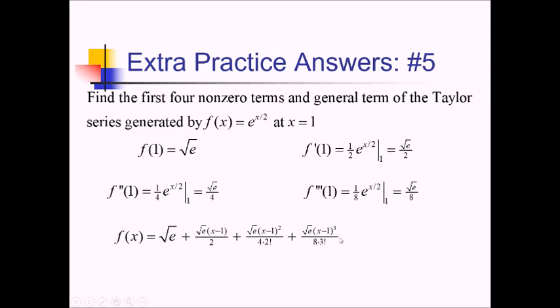And now for the general term, well, looking at the pattern here, we always have a radical e. We're going to have an x minus 1 to the n power, and we're going to have a 2 to the n times n factorial. So there's everything we need.